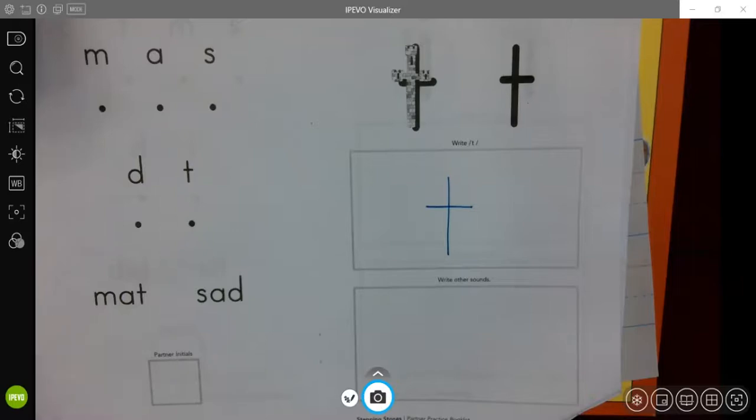Now in this box, I'm going to say a sound and I want you to write that sound in the box. Okay? My sound is N. What letter am I saying the sound of? N. Write it in that box, please. My sound is N. Great job. Once you're done with that, you may put it away.